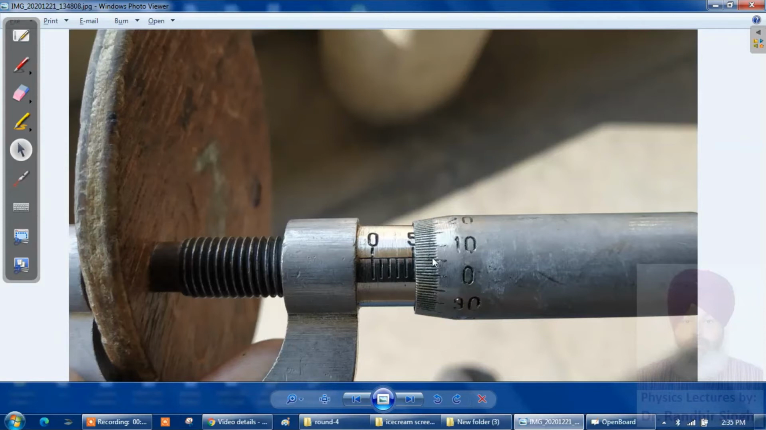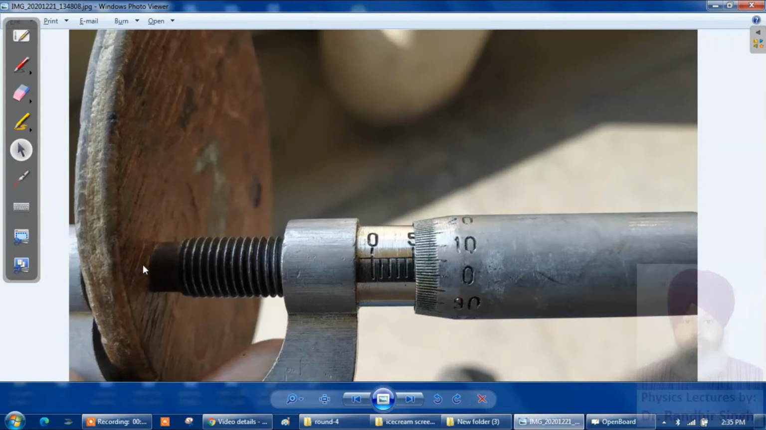So therefore the circular scale reading is 6 divisions, and 6 divisions means you multiply 6 by the least count, it will become 0.06. So if we add both of the readings, the main scale reading is 5 mm, the circular scale reading is 6 into 0.01, that will be 0.06. So the total reading will be 5.06 mm. This is the thickness of this wooden disc at the first position.